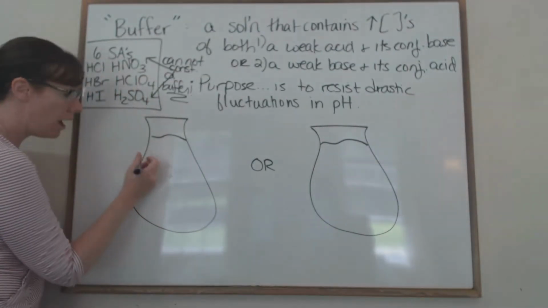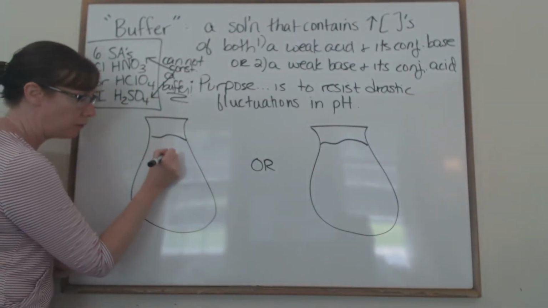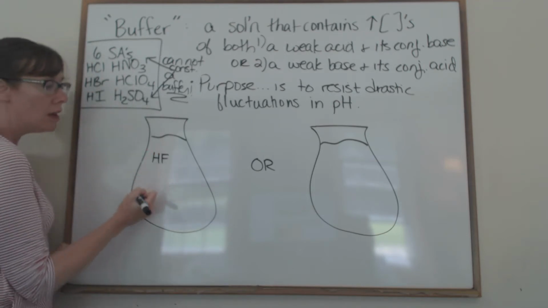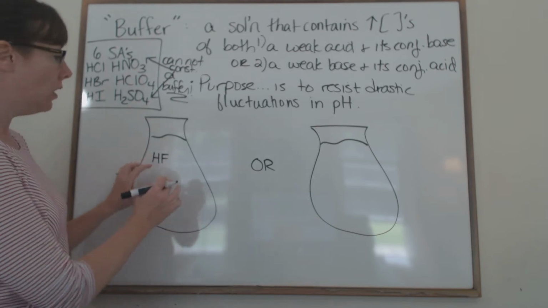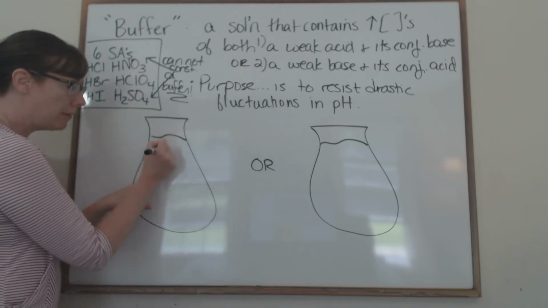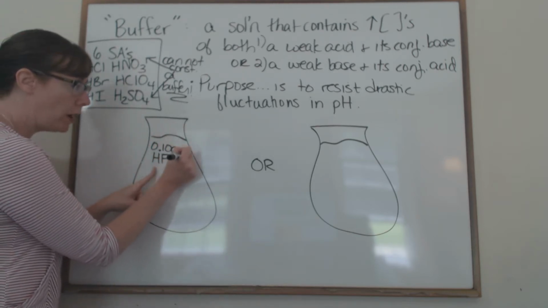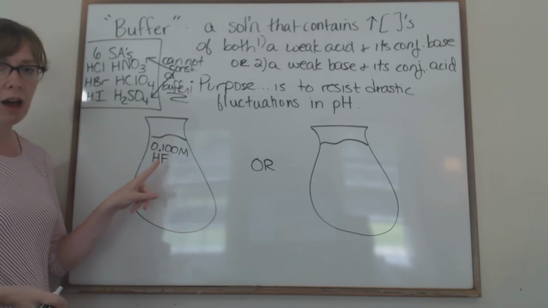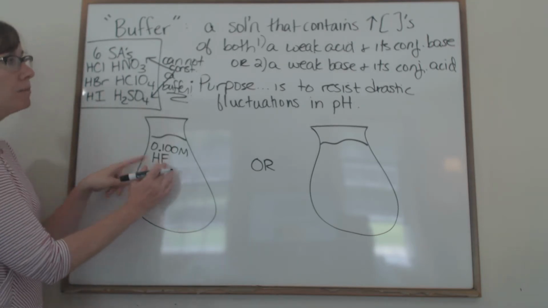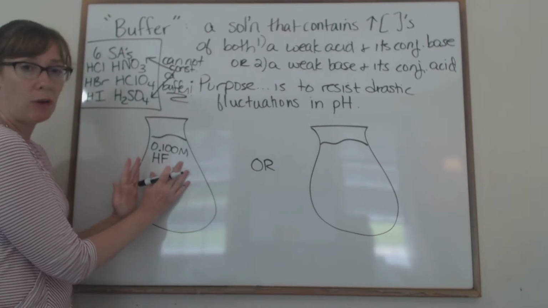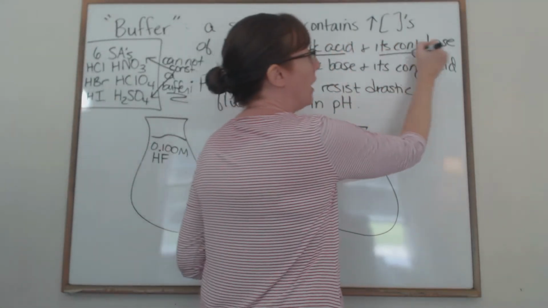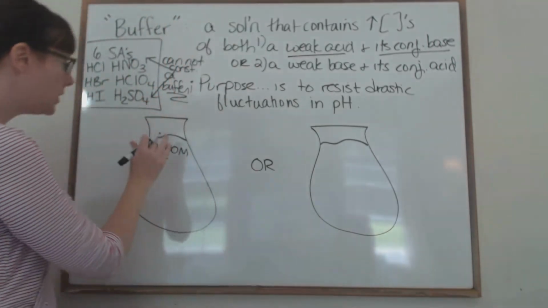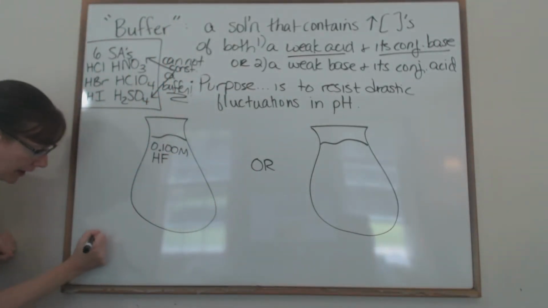So a good one would be hydrofluoric acid. If you have hydrofluoric acid in your solution, let me give a relatively decent molarity, 0.100 molar is a very common molarity. But you can't just have a weak acid. That would not be a buffer. You would also have to have its conjugate base. So just to remember, what is the conjugate base of HF?